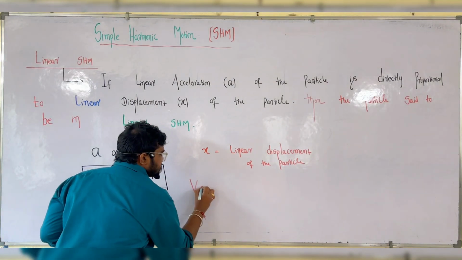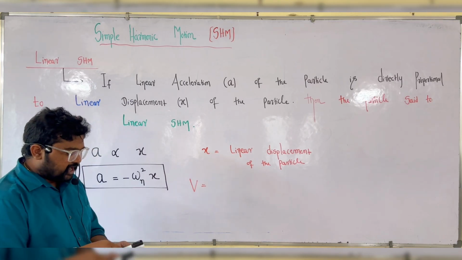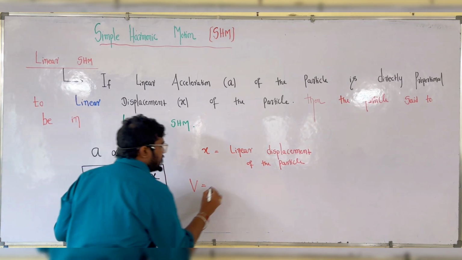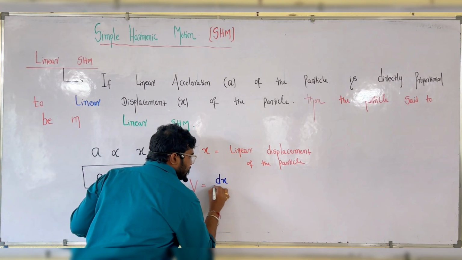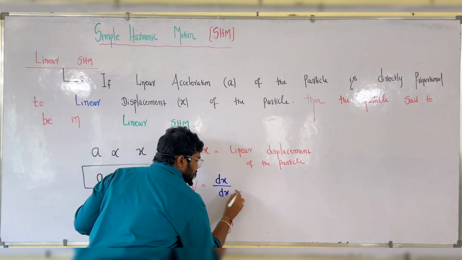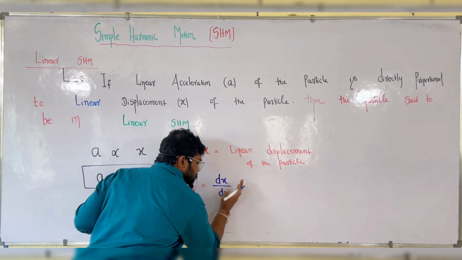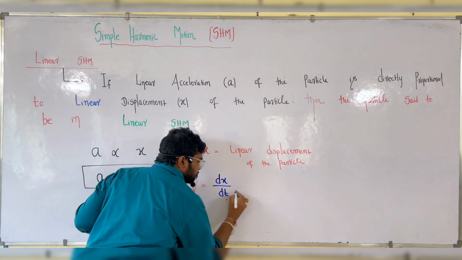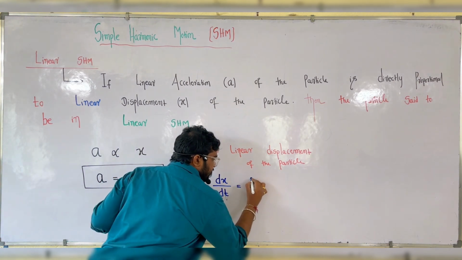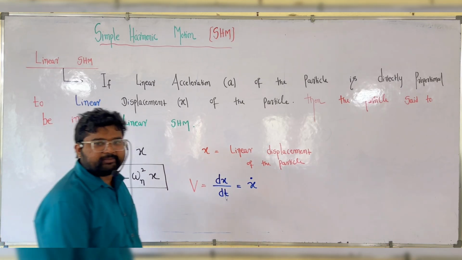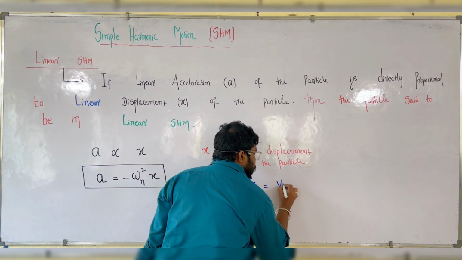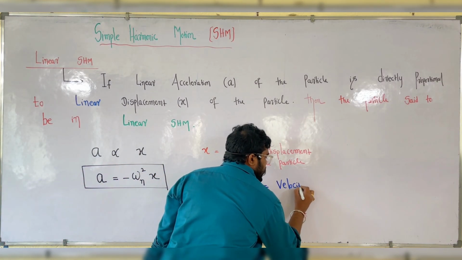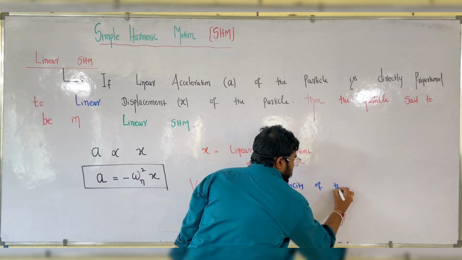What is the velocity of the particle? Rate of change of displacement is called velocity. dx by dt can be written as x dot, one time differentiation. That is the velocity of the particle.